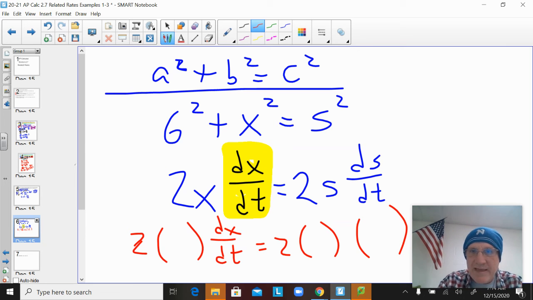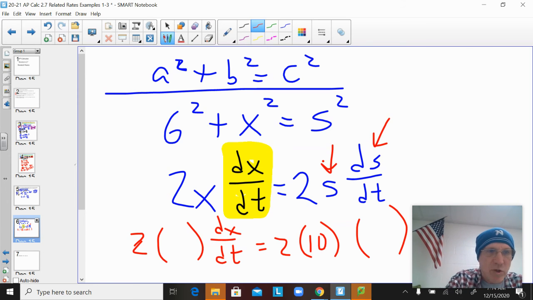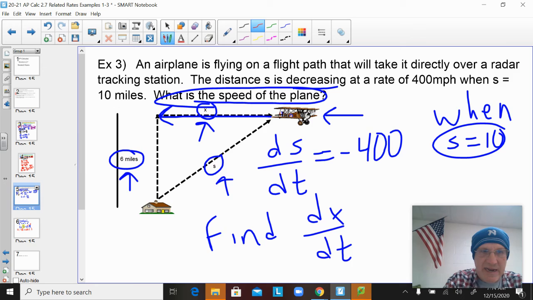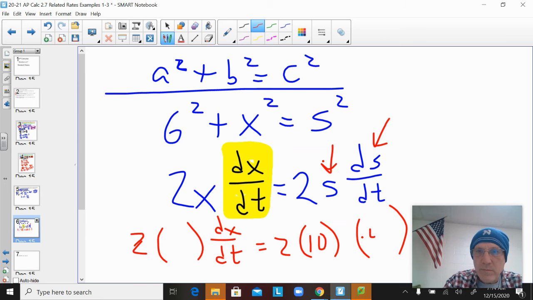Well, the s, I think it said when s was 10, right? Let me go back here. When s is 10, so that becomes 10. And then the ds/dt, I think it also told us, didn't it? ds/dt was negative 400. But it appears I don't have an x.